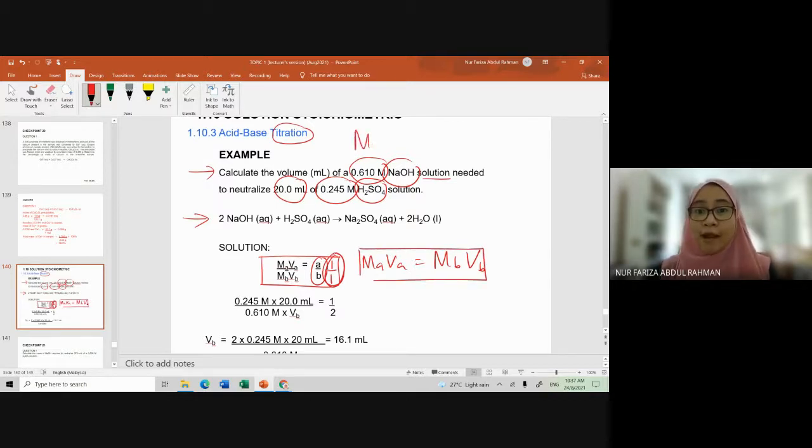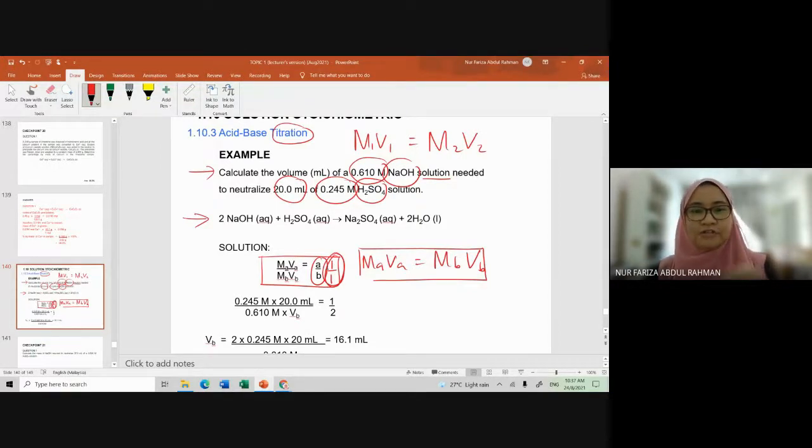But for M1V1, this is for dilution. Okay, it may look the same, nampak macam sama, but the concept is totally different because we are talking about dilution. That means the mole before and after will remain the same. Dia tak mention anything about reaction at all. So MAVA MBVB is for reaction between acid and base, but M1V1 is equal to M2V2 is not a reaction, it's a dilution process.